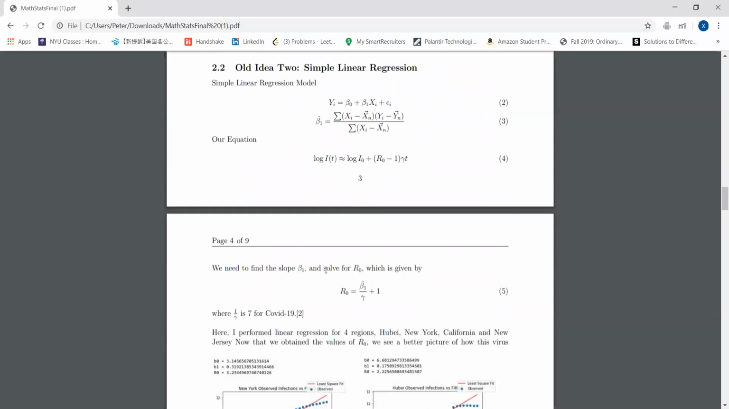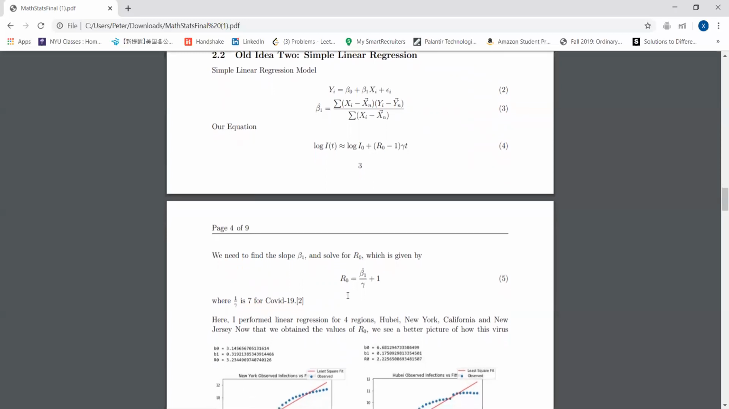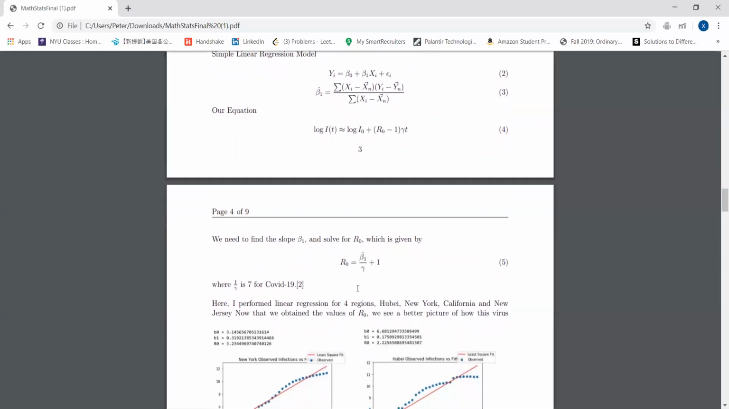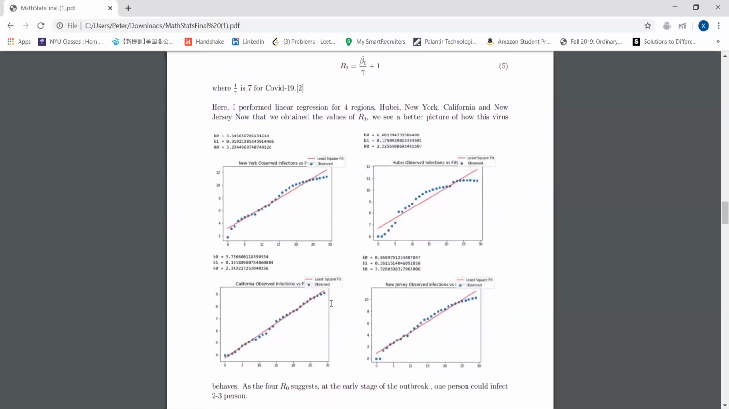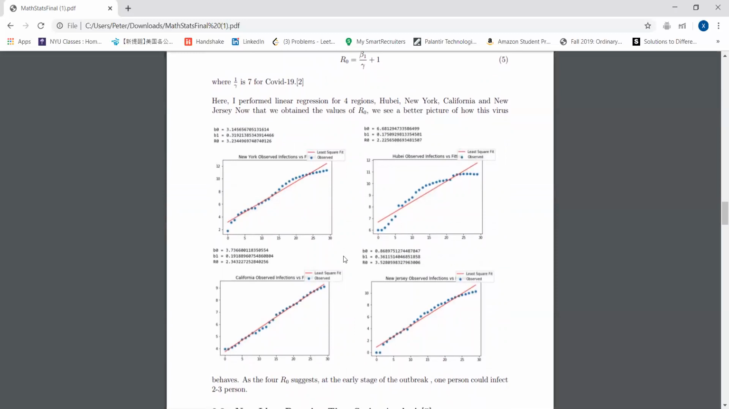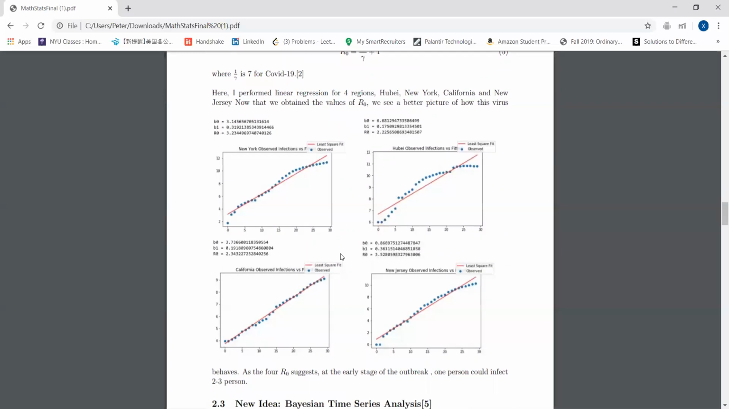So here is the actual fit. What we want to calculate is beta 1, which is the slope of our linear model. When you have beta 1, you can calculate R naught by dividing beta 1 by gamma, and gamma is the infectious period. This number, 7, is widely accepted by a lot of literature, and I cite them here. Here are some graphs after fitting the data. You can see the model fits the data pretty well, and it gives us a very reasonable R naught of 2.3 or so.